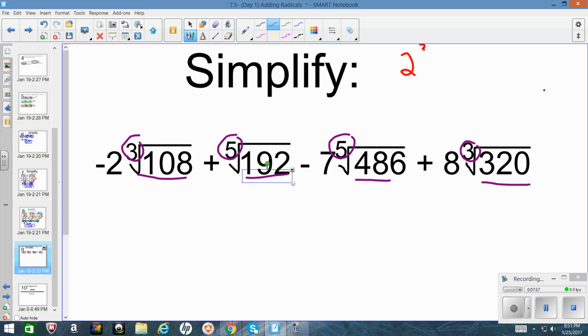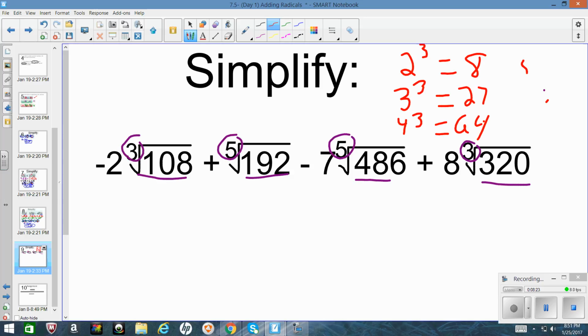So if I take 2 to the 3rd, that is going to give me 8. Actually, hold on. I'm looking for cubed powers. So I'd have 3 to the 3rd. So 3 times 3 times 3 would give me 27. 4 to the 3rd, 4 times 4 times 4 would give me 64. And we're going to go up till 5 to the 3rd. 5 to the power of 3. So 5 times 5 times 5 would give me 125. So that's going to help us break down our cube roots.